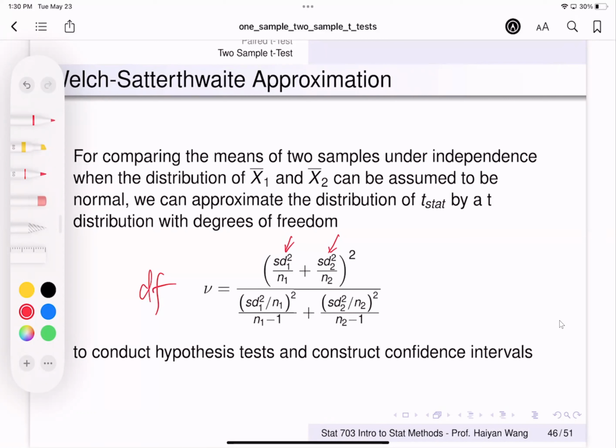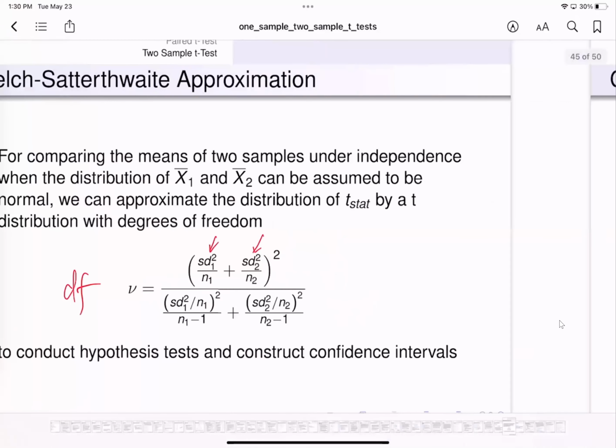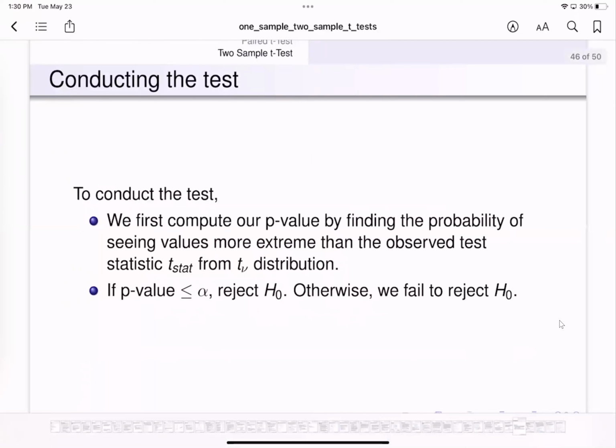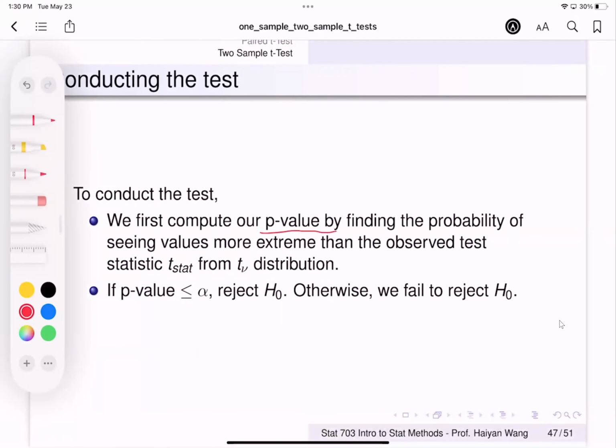The test statistic approximately follows a t-distribution with this degrees of freedom. So we can use this t and its degrees of freedom to help us compute the p-value or confidence interval. If we do the test, we compute the p-value based on whether it is an upper-tailed, lower-tailed, or two-sided test using the t-distribution with that new degrees of freedom. Afterward, if the p-value is less than the significance level, we reject the null hypothesis. Otherwise, we will not reject.